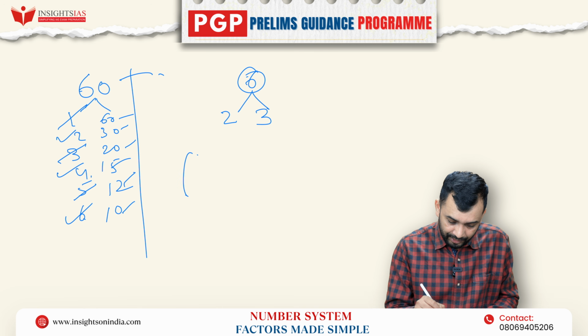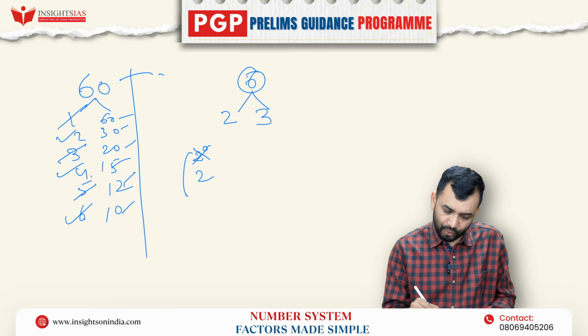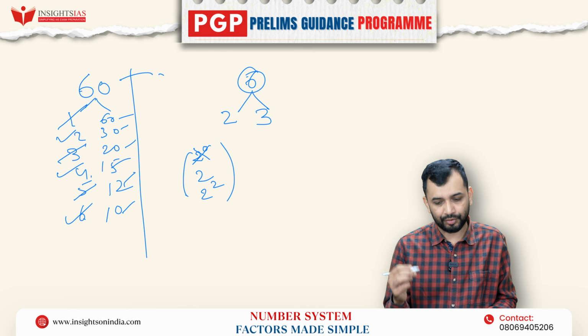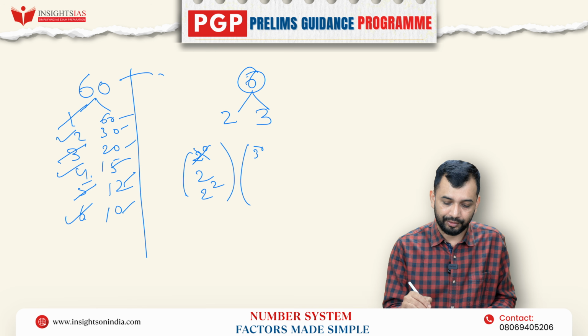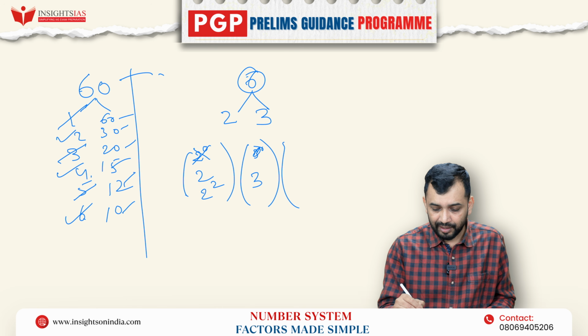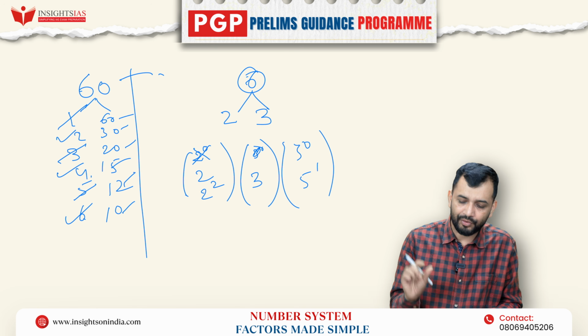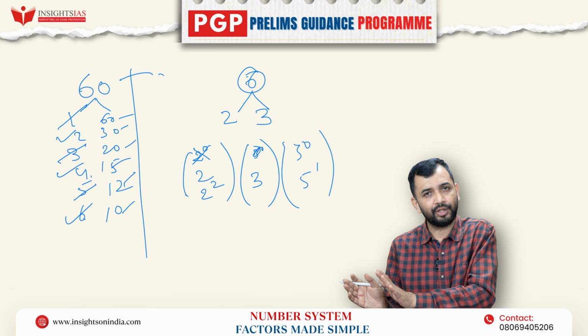That is, you cannot have 0 2s, but you should have one 2. 2 squared is also fine, two 2s also fine. Similarly, you cannot have 0 3s. At least you should have one 3. Similarly, 5 to the power of 0 or 5 to the power of 1 does not matter, because as long as you are having one set of 2 and 3, you will get the answer.